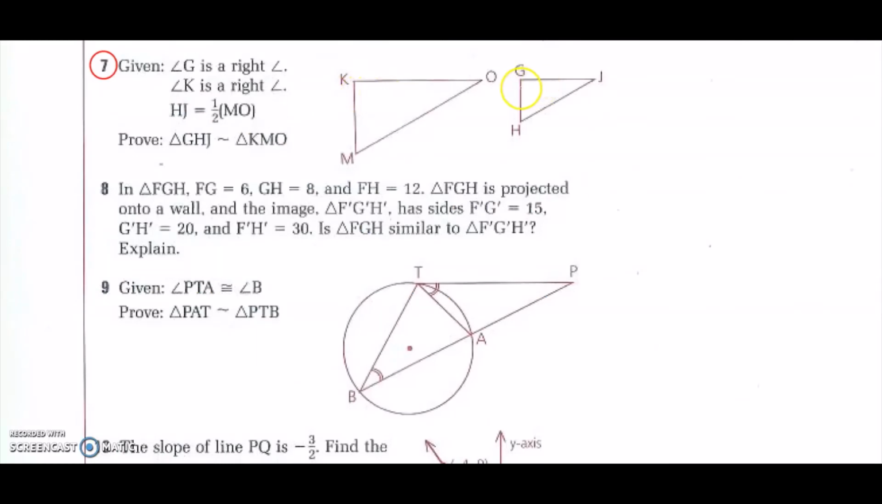If we are given angle G is a right angle and angle K is a right angle, we know right angles are congruent. And HJ is 1/2 of MO. We're only given information on a side and the angle across from that side, and we don't have any theorems that would speak to that, so we can say no similarity can be found. Or that it can't be proven.